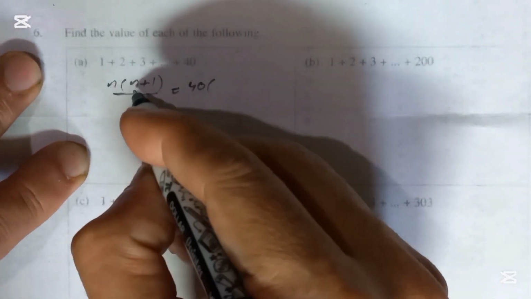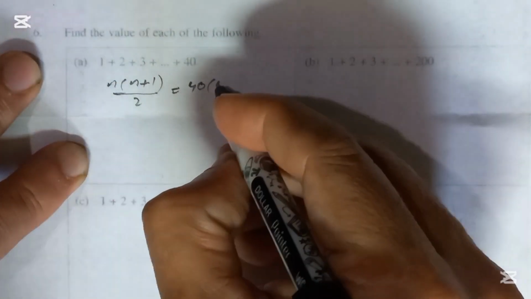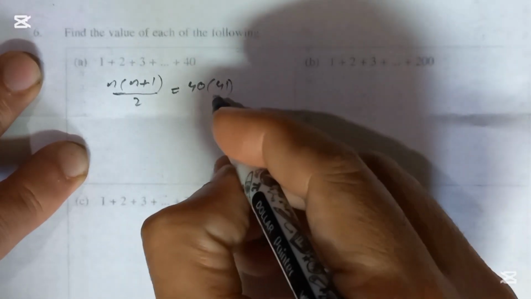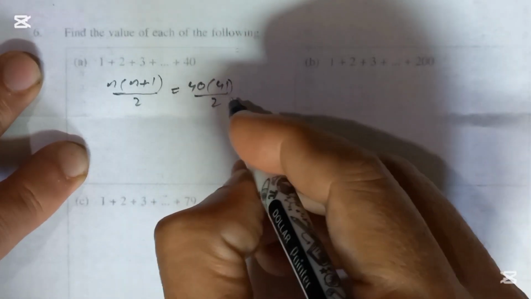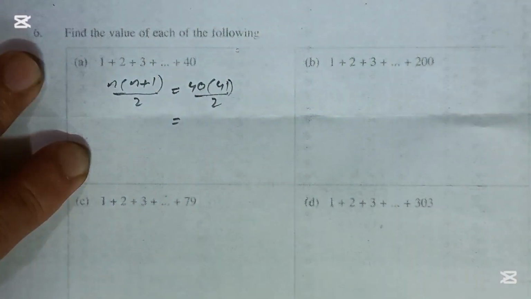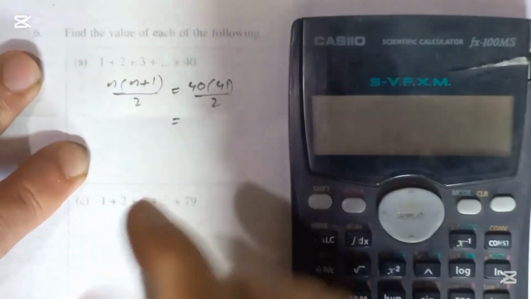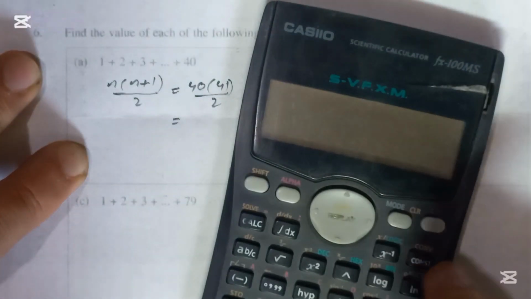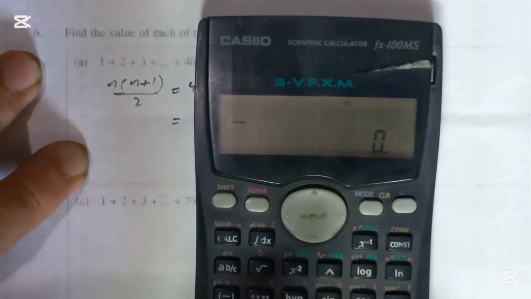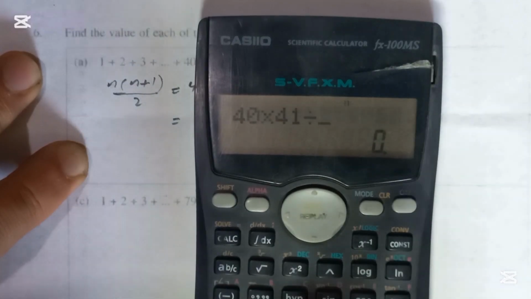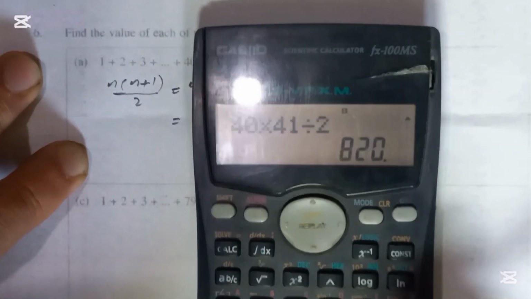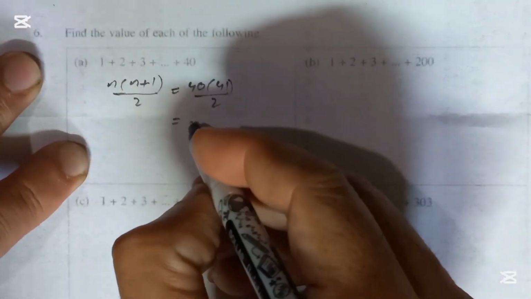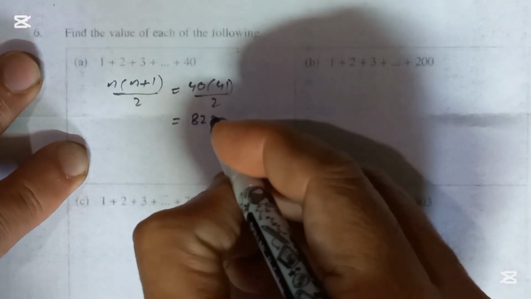So this will be 40, and this will become 40 plus 1, that is 41. Divided by 2 will remain as it is, and finally you will solve it. So 40 into 41, 40 multiplied by 41 divided by 2. This is 820. So 820 is the answer.